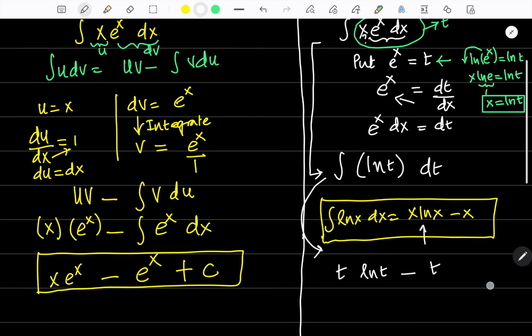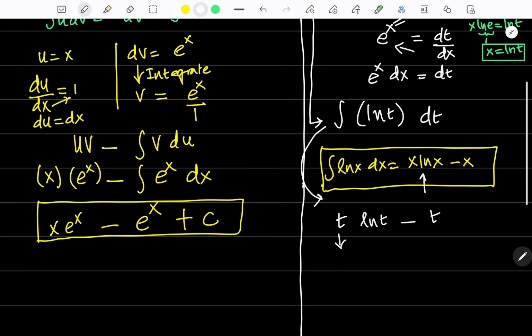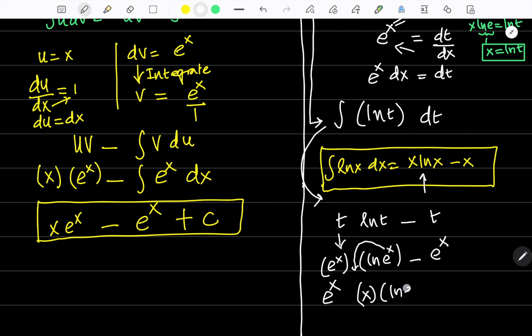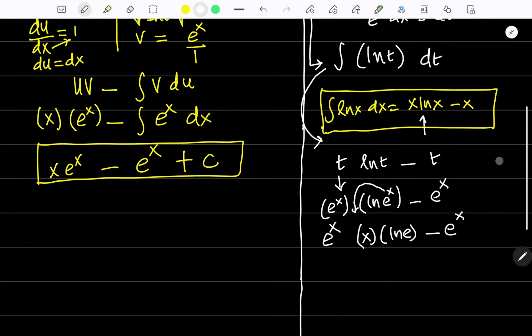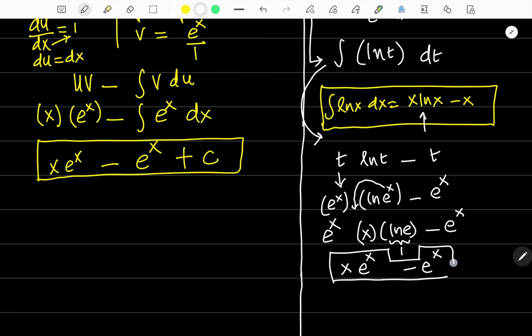Now what's your t? Your t is e power x. So you go back to all e power x: e power x ln e power x minus e power x. Using the power rule, the x comes in the front, so you write x and then ln e, minus e power x. What's the value of ln e? It's equal to 1. So it is x e power x minus e power x. This is your final answer when you're doing it by the substitution method. Of course plus c is there. Let me write plus c because it's a separate question.